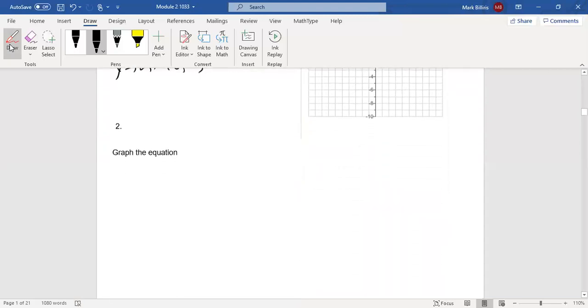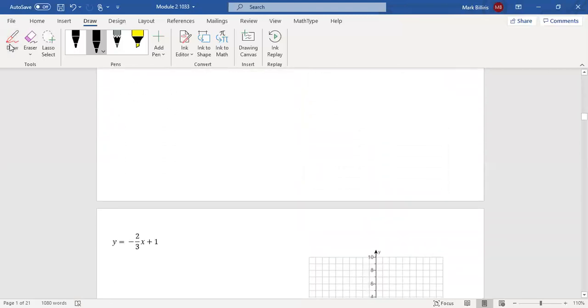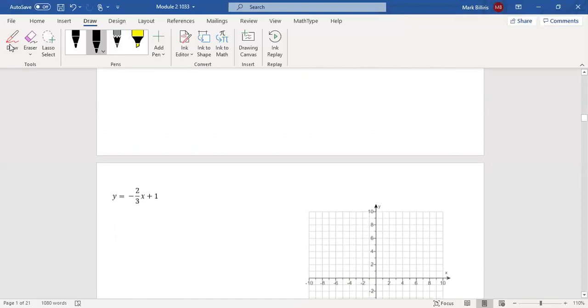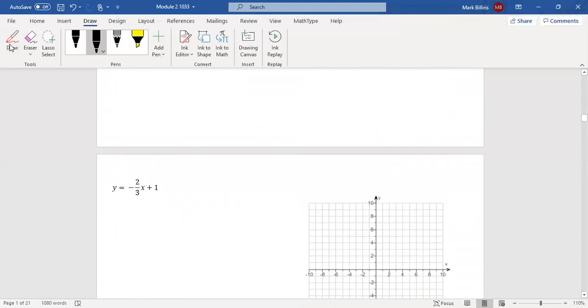Another example, we're going to graph the equation y = -2/3 x + 1. So again, we identify our slope. And remember, the negative goes with either the numerator or the denominator, but not both. So I'm going to put it with my numerator. So my slope is -2/3, and my y-intercept has the coordinates (0, 1), and that's my starting point.